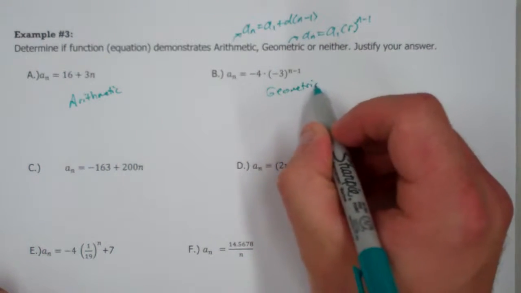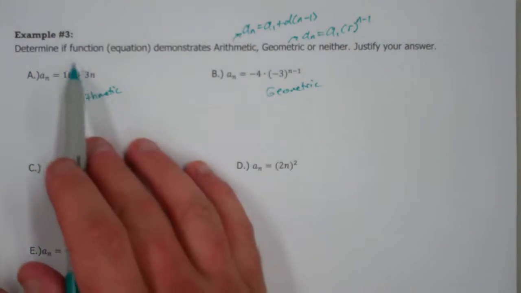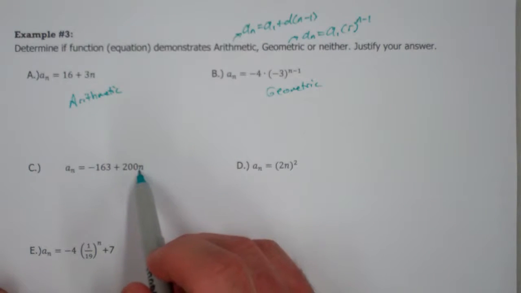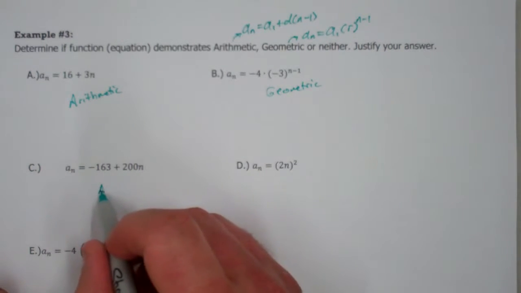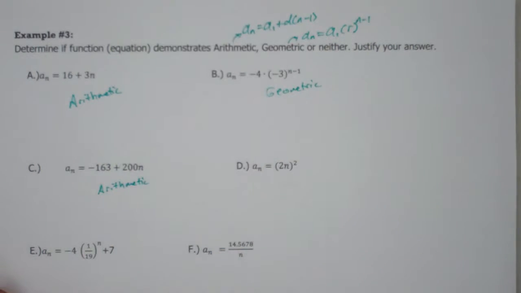So this one's geometric. With part C here, this one looks kind of like this here, where that n is being multiplied by a number, and so this will be arithmetic. And you might be thinking to yourself, hey, you're multiplying in this case, but it turns out that repeated addition will look like multiplication in the formula, but you're really just adding the same thing. In this case, you'd be adding 200.